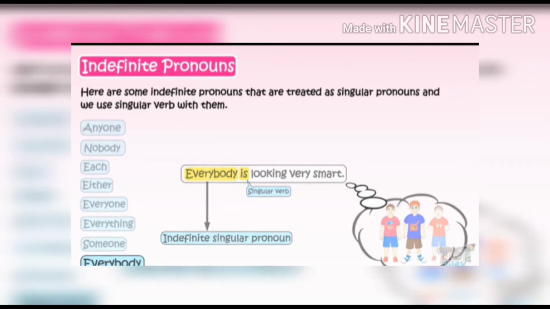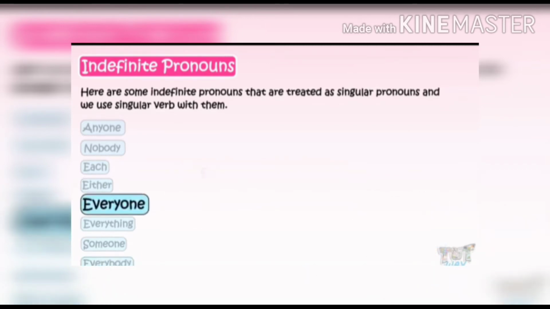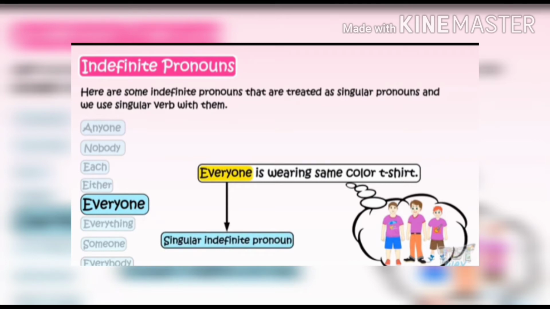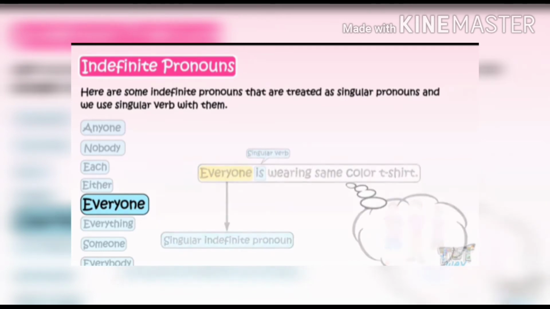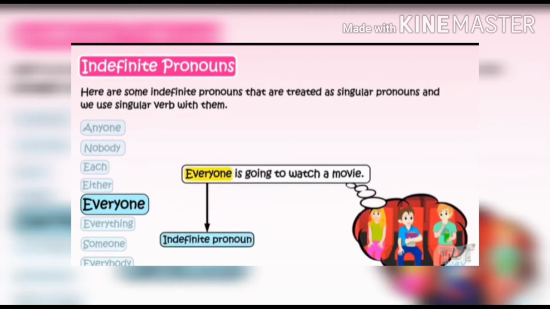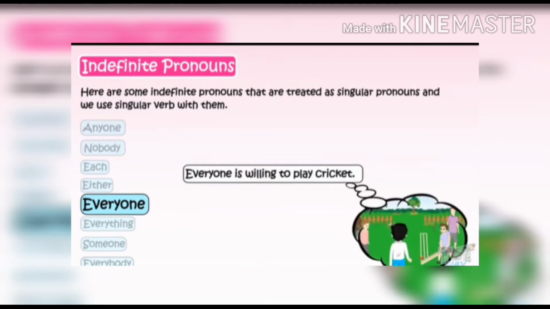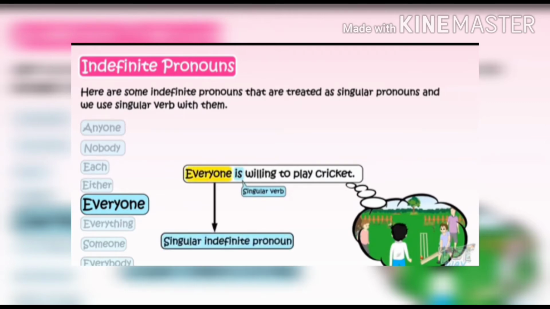Next we have everyone. Everyone is wearing the same color t-shirt. Here again, everyone is a singular indefinite pronoun, and it always takes a singular verb. Everyone is going to watch a movie. Everyone is willing to play cricket. So we use a singular verb with everyone, and everyone is a singular indefinite pronoun.